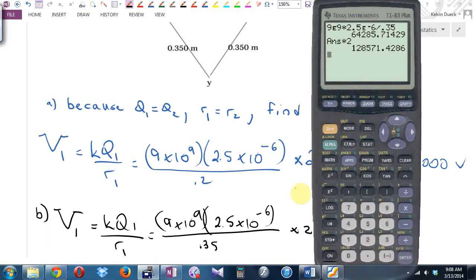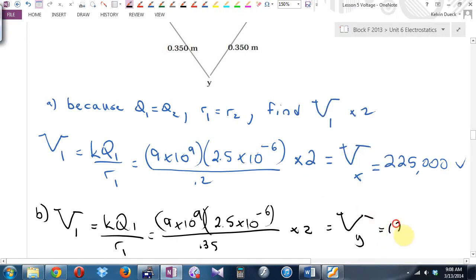I'm going to write 128,571. Did I round off properly? Yeah. Which is 1.29 times 10 to the 5th volts. That's the voltage at location Y.